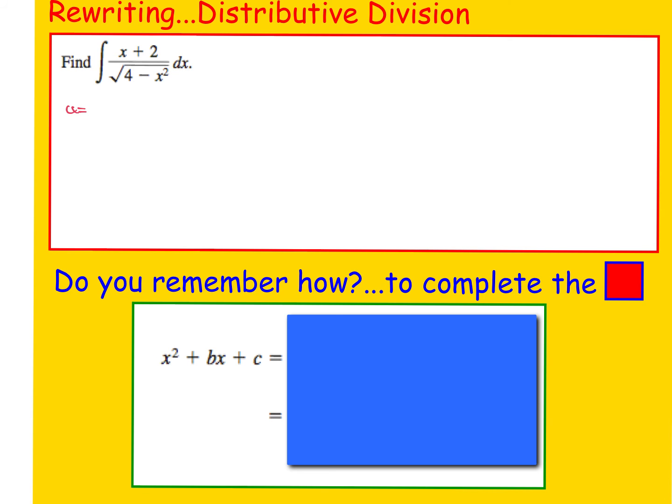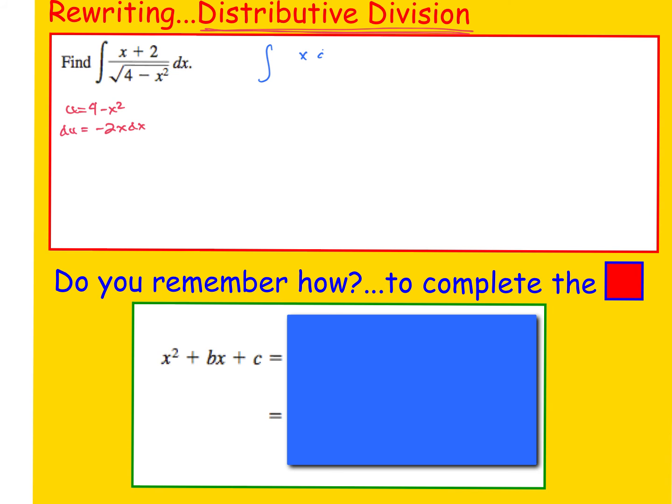So what could be my u? What's my innermost composite? 4 minus x squared. So what would be my du? Negative 2x dx. Now, did it cover? Kind of, sort of, but did it cover the plus 2? No. Well, darn it, we need another way. So we have a binomial over a monomial. So guess what we need to do first? Distribute, divide. It says it up there. We need to distribute dividing. All right. So let's distribute dividing.